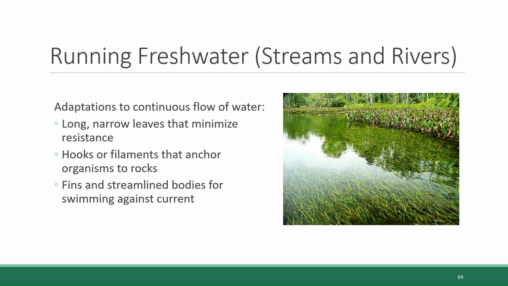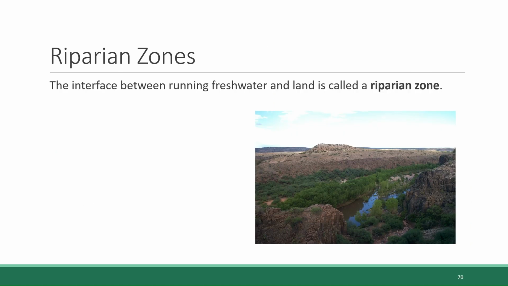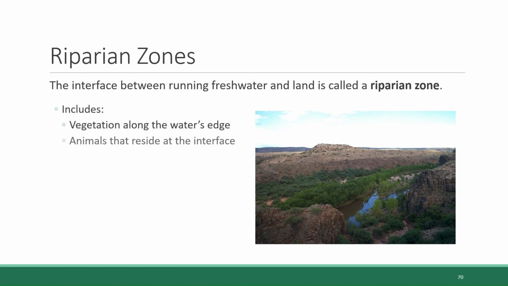Other animals, like fish, have fins and streamlined bodies that are well suited to swimming against the current of the river. And while we're on the topic of rivers, we do need to touch briefly on another zone that is closely intertwined with rivers, and that is riparian zones. Riparian zone is the term used to describe the interface between running freshwater and land. What's considered to be part of the riparian zone is the vegetation growing along the water's edge, as well as the animals that reside at the interface. In this image, you can pretty clearly see what would be considered the riparian zone around the Verde River, which runs through the central part of Arizona, a bit north of us.